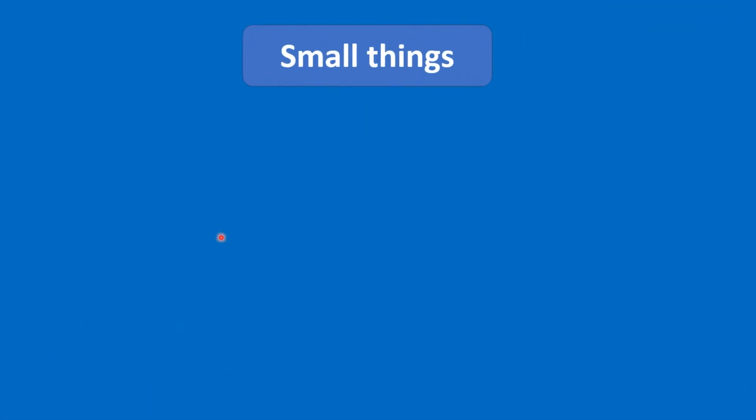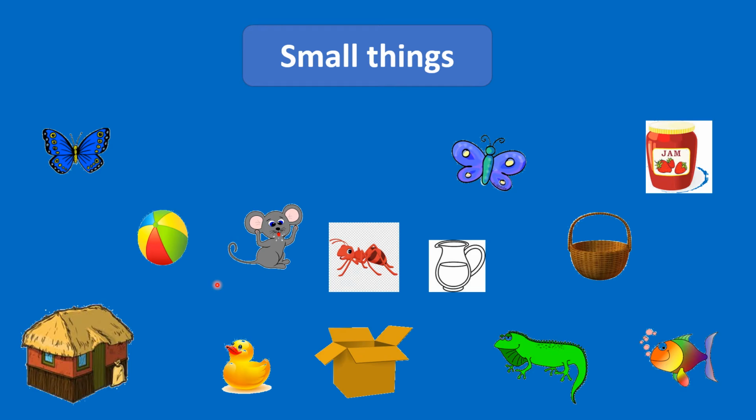Now we'll see the small things. So many small things we have here. We have a small butterfly, small ball, a small hut, a small duckling, small carton, small ant, small mouse, small jug, then again small basket, one small bottle, one small fish, and small insect, that is iguana.